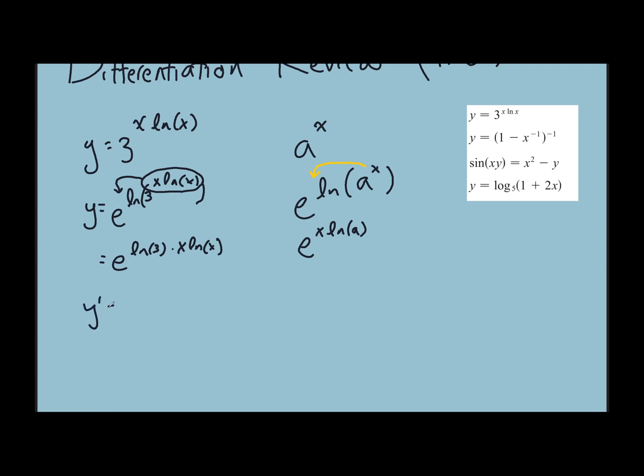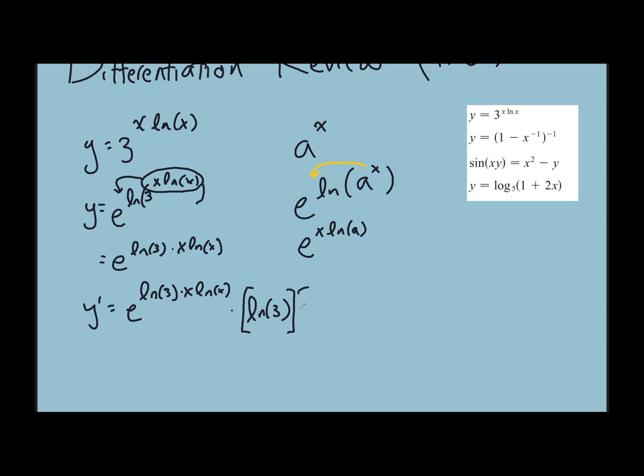Well, y prime is going to be the original input. The derivative of e to the x is still e to the x, even ugly like this. So ln of 3 times x ln of x stays the same, but now comes the chain rule part where it all comes out. And what do we know? Well, we need the derivative of this. Now, of course, there's a double x function here, so that's going to be a product rule, isn't it? We can pull the ln of 3 out because it's just a constant.